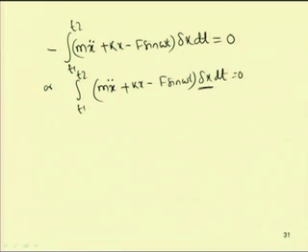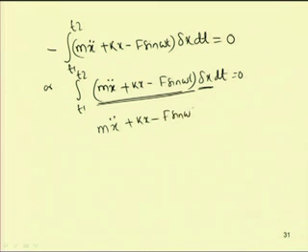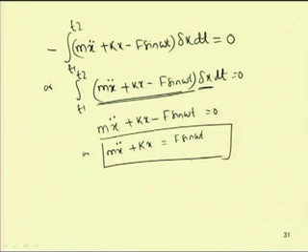As this is the virtual displacement, it can take any arbitrary value. So, this will be 0 only if the coefficient of this is equal to 0. So, the equation of motion one can obtain from this: mx double dot plus kx minus f sin omega t equal to 0, or mx double dot plus kx equal to f sin omega t. So, this way one can derive this equation of motion using extended Hamilton principle.